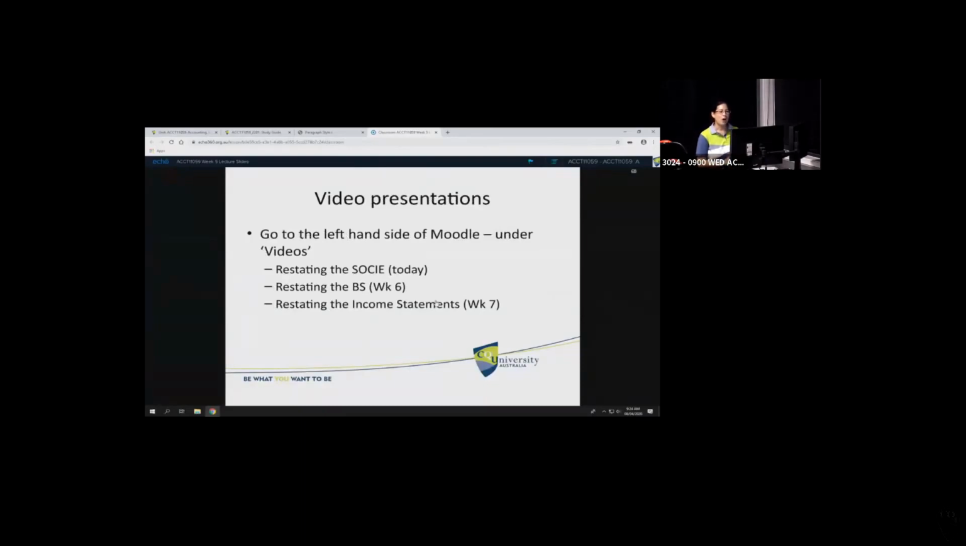But I'm not going to go through what we do in restating because I've already recorded 3 separate videos on how to restate the statement of changes in equity, then the balance sheet, and then your income statements, whether you had 1 or 2. You would have entered them as 1 statement now already and had feedback from your assignment 1. So you can't really start until you get the feedback from your assignment 1, but I understand that we're pretty much on top of that.